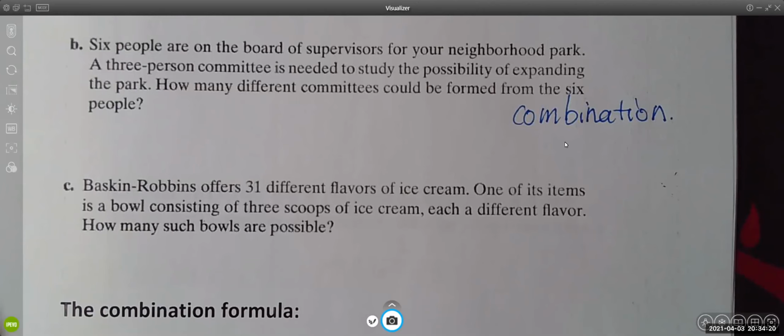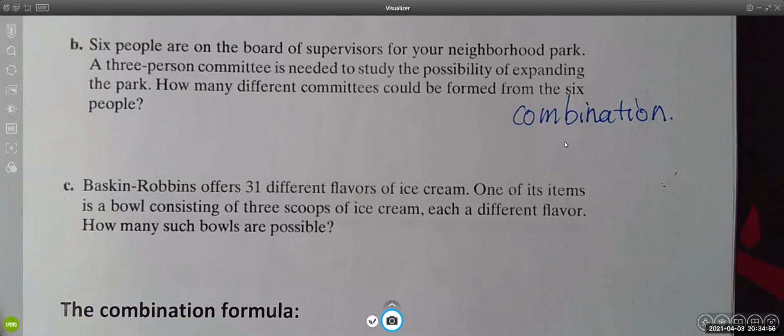So basically, we have 31 different flavors. This is essentially asking us how many 3-flavor ice cream bowls are possible. In other words, to form these ice cream bowls, we need to select 3 flavors at a time, right? Now, we select 3 out of 31. So either we have a combination problem or a permutation problem. Which one is the right one? It depends on whether the order in which you put these 3 flavors in the bowl makes a difference or not.